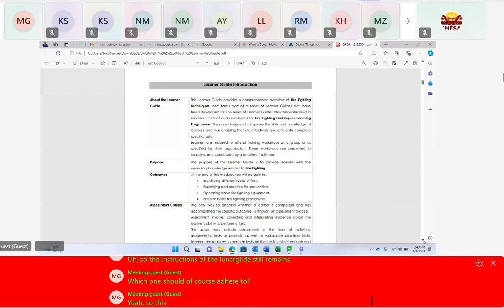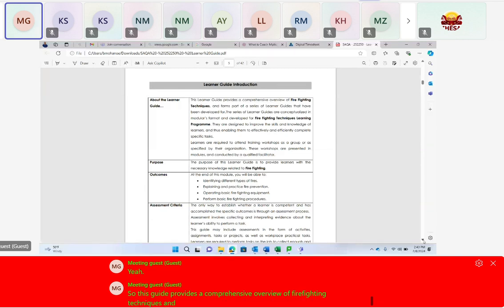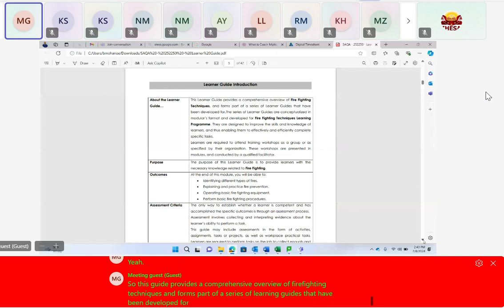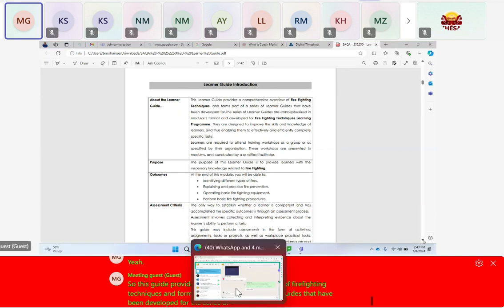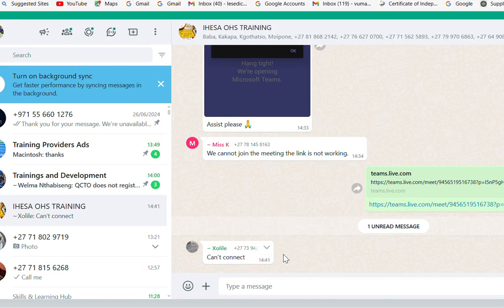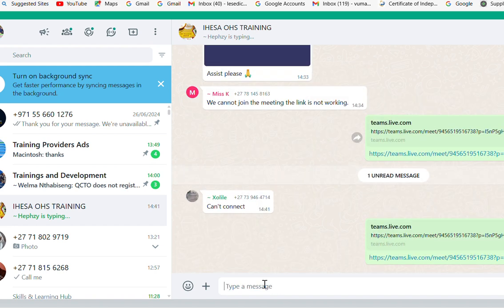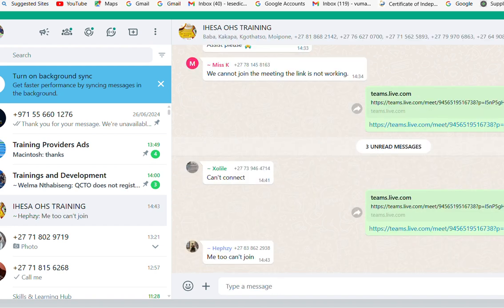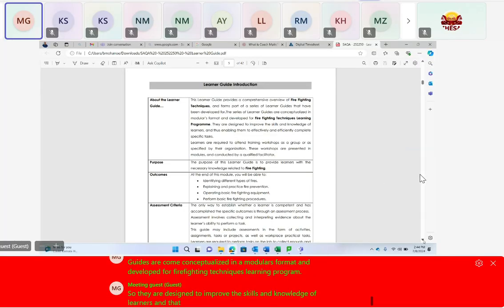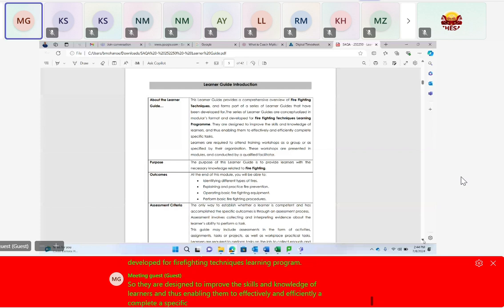So this learner guide provides a comprehensive overview of firefighting techniques and forms part of a series of learning guides that have been developed. The series of learner guides are conceptualized in a modular format and developed for the firefighting techniques learning program. So they are designed to improve the skills and knowledge of learners and thus enabling them to effectively perform.